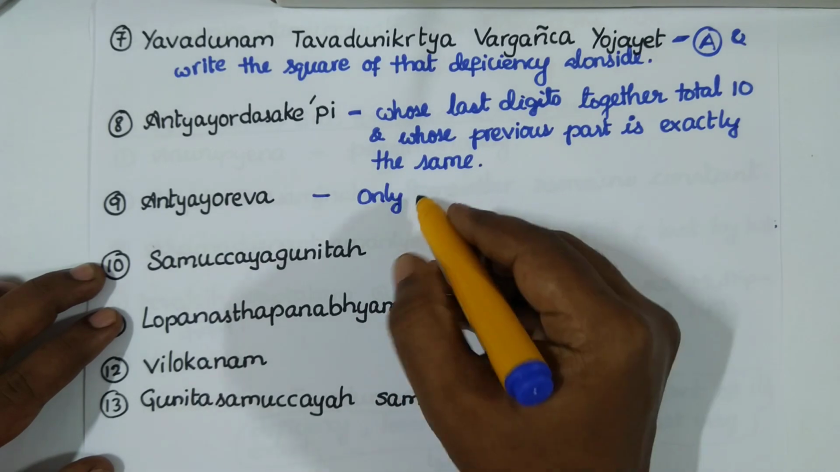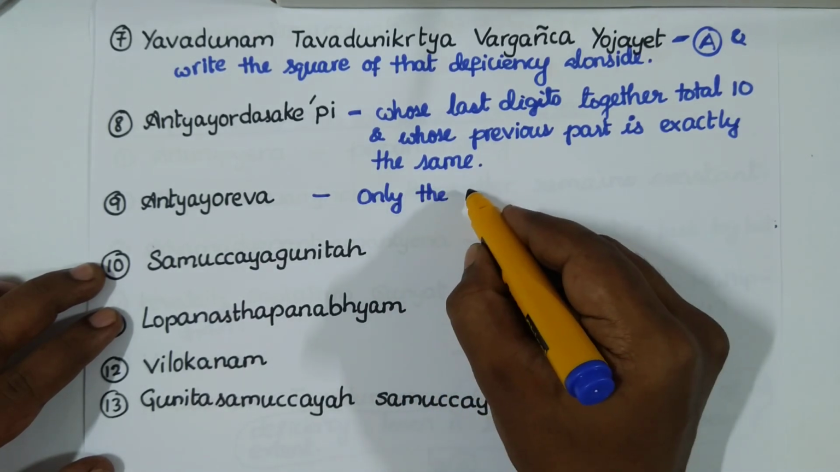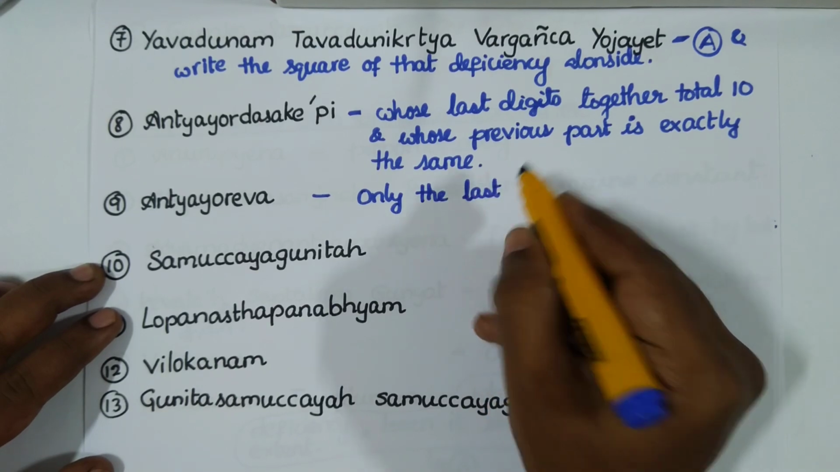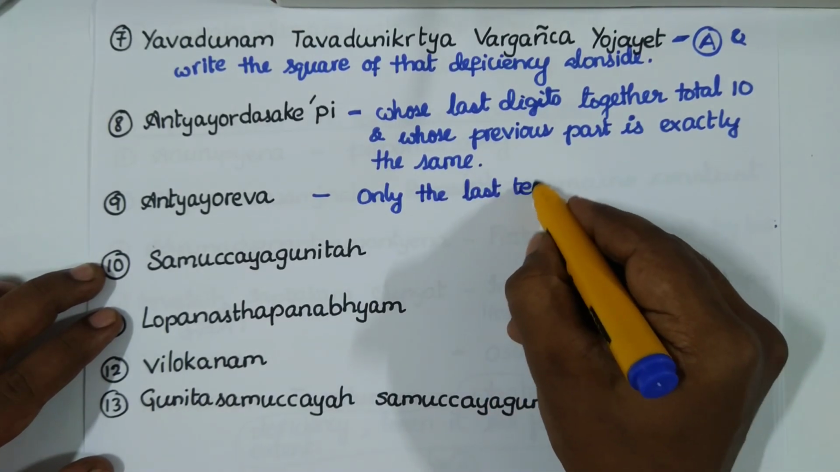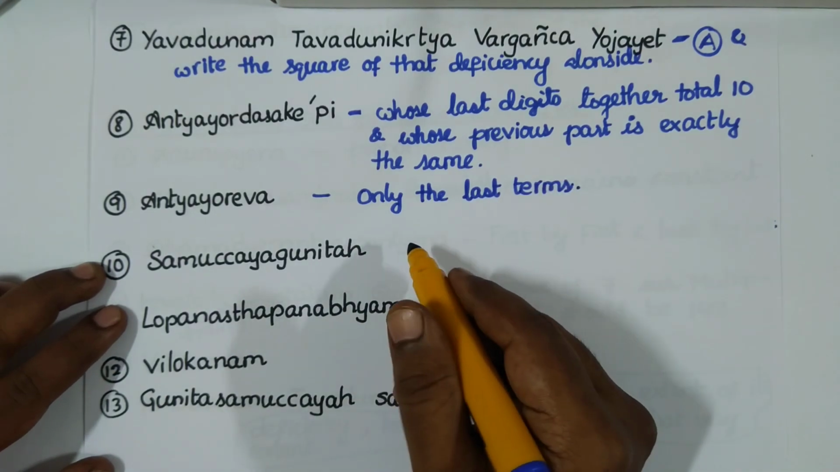Antyayoreva, you will definitely fall in love with mathematics. The attitude towards mathematics will completely change. You can trust me again, okay. Antyayoreva means only the last term, okay.